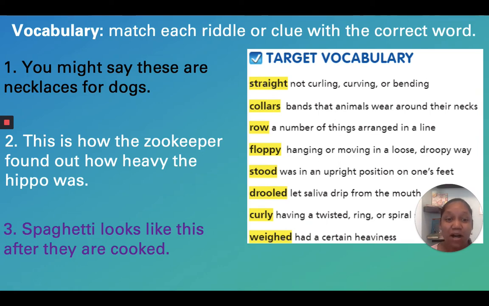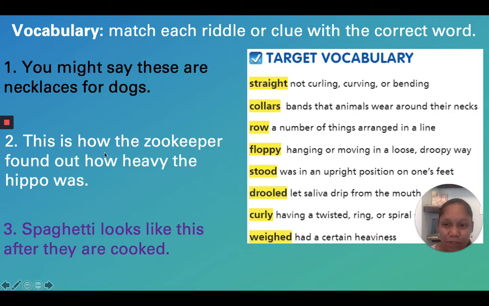Already I'm thinking about the motion that we have like this. Do you remember the word that has this motion? Did you get it? It's this word right here, collars. Bands that animals wear around their necks. So that word will match number 1. Okay, good job if you got that one.